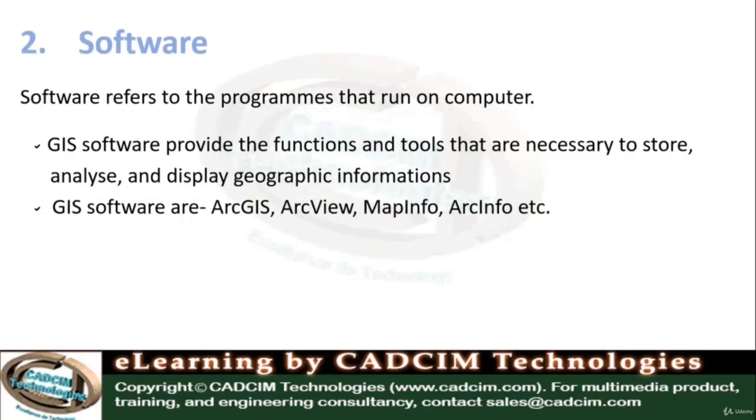Second comes the software. The GIS software provides the functions and tools needed to store, analyze, and display geographic information. Some of the common GIS software are ArcGIS, ArcView, MapInfo, Geomedia, and Autodesk Map. Some of this GIS software works on desktop computers. Some can work on network service based environments and some have both capabilities.